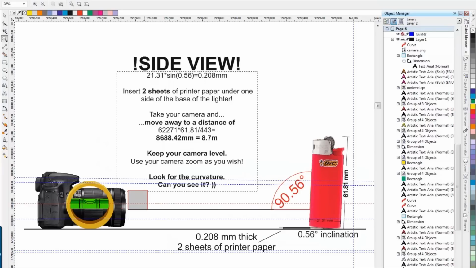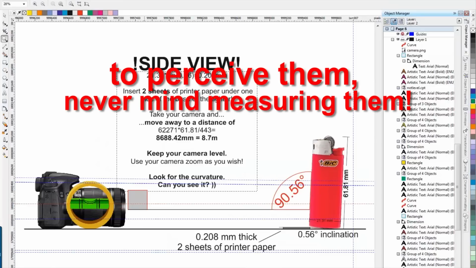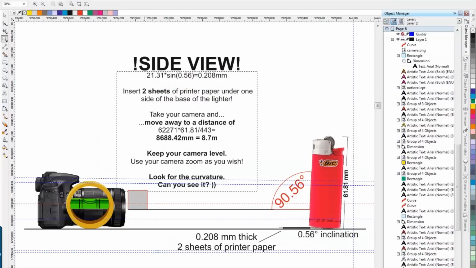So again, this is an experiment that you can do to convince yourselves how difficult it is to measure inclination angles from such great distances. You can take a big lighter, put two sheets of printer paper under it on one side of the base so that it's tilted. Take your camera, move away to a distance of 8.7 meters, keep your camera level, maybe put it on the floor, do everything on the floor. Use your camera zoom as you wish and have a look if you can find any inclination.